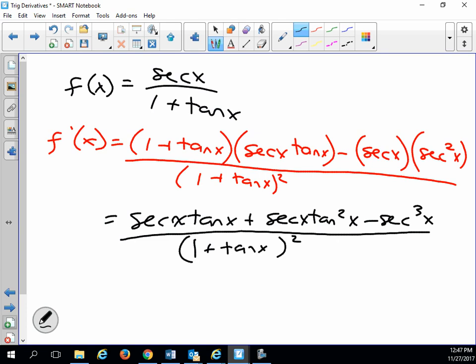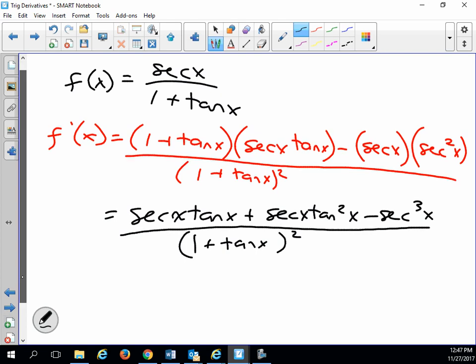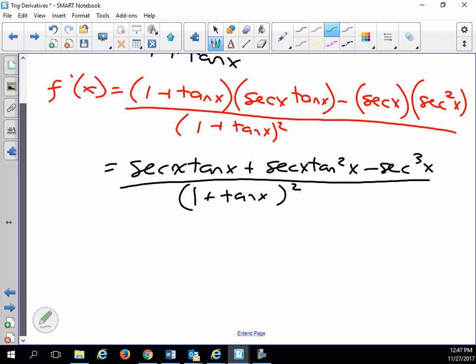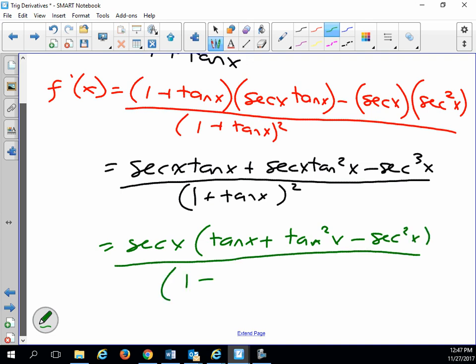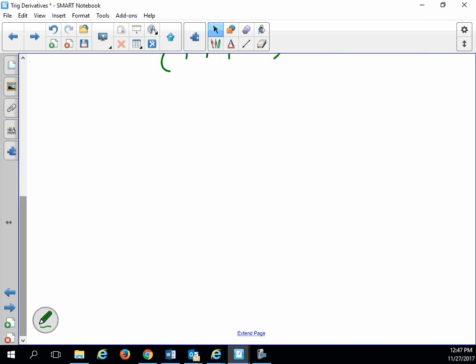quantity squared. Oh look, they all have a secant in common, so I'm going to take that out. That gives you secant x times tangent x plus tangent squared x minus secant squared x, over 1 plus tangent x, quantity squared. Oops, sorry about that.